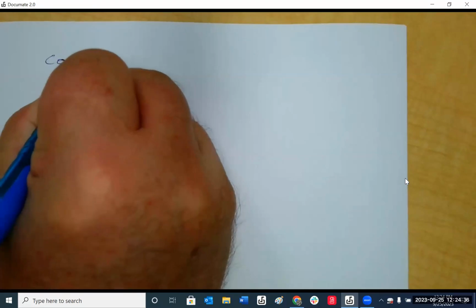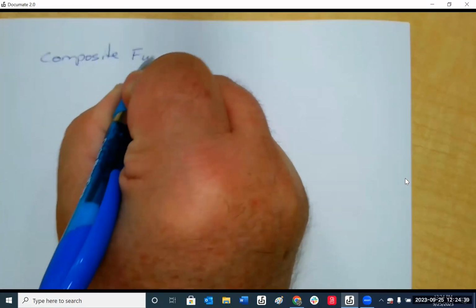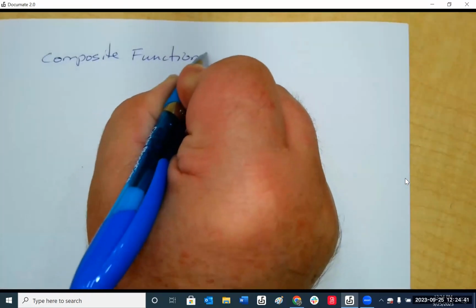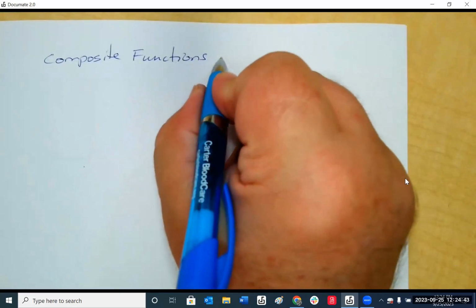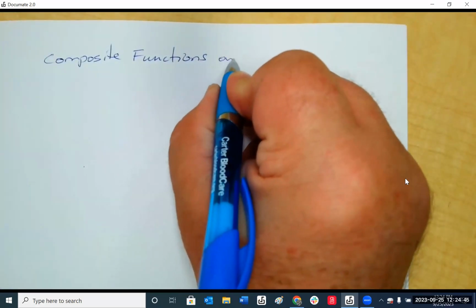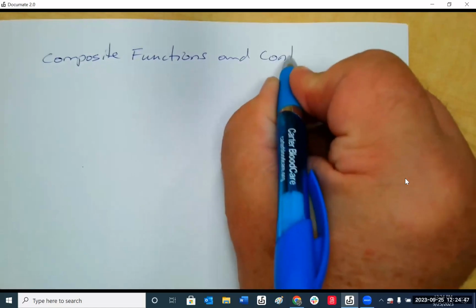All right, now let's look at composite functions and continuity.